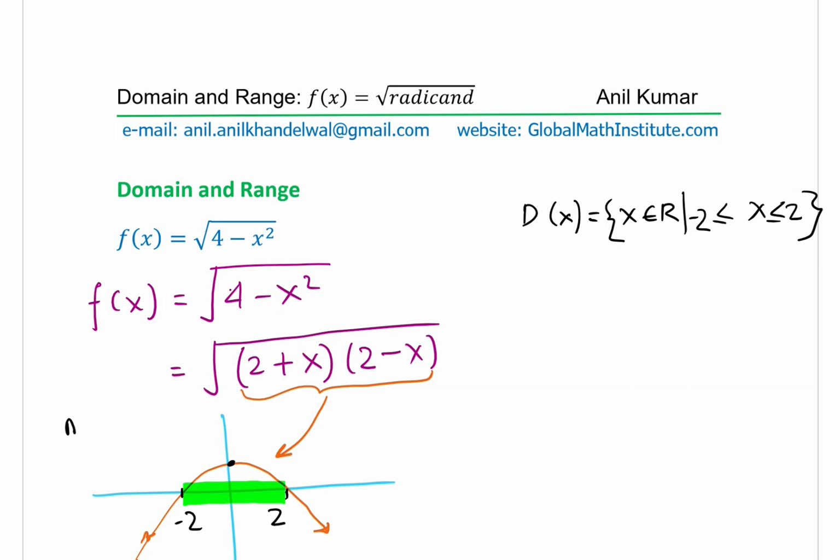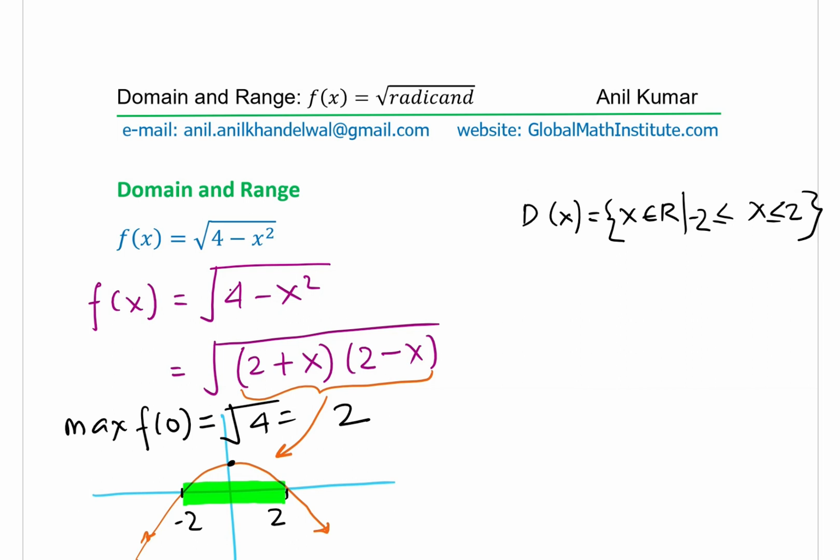So the maximum value in this case is what? Let's figure this out. f of 0 is equal to what? It is the square root of 2 times 2, which is 4, and that gives you 2. So the maximum value is 2. So in this particular case, if I have to sketch the function itself, which is the square root of 4 minus x squared, what do I get?